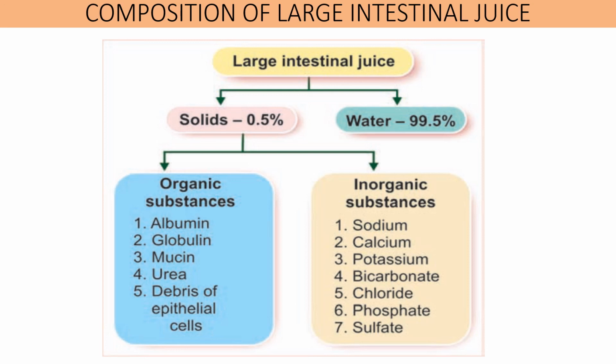The largely produced mucus lubricates the fecal matter, protects the mucous membrane of the large intestine from mechanical or chemical injuries, and also helps in neutralizing the acids formed by the colonic bacteria.